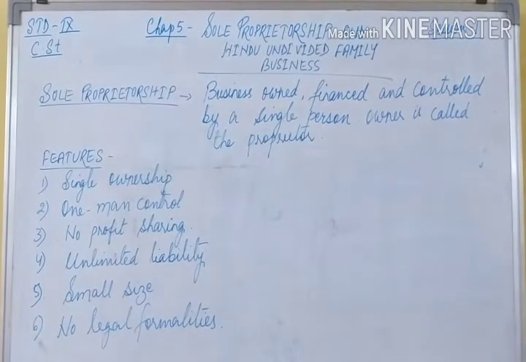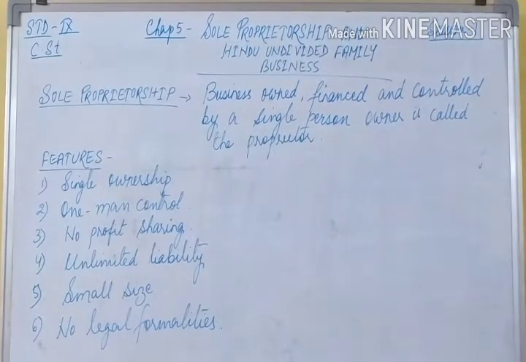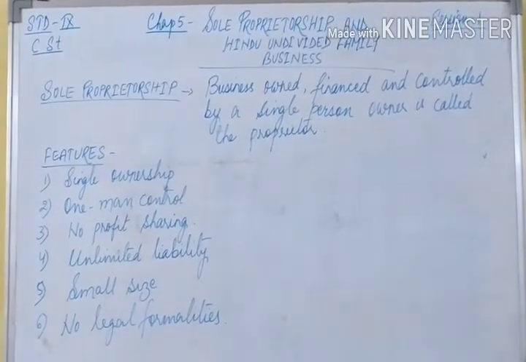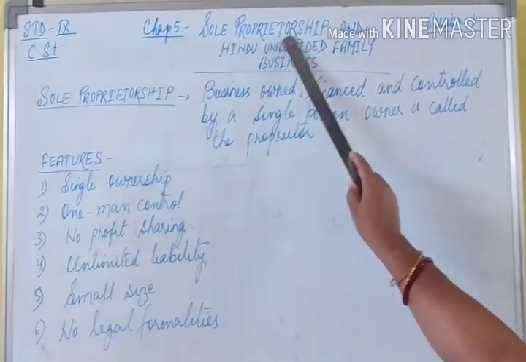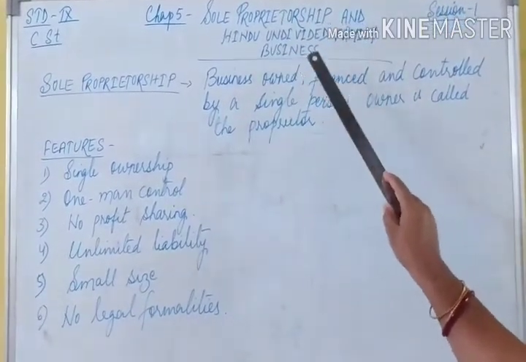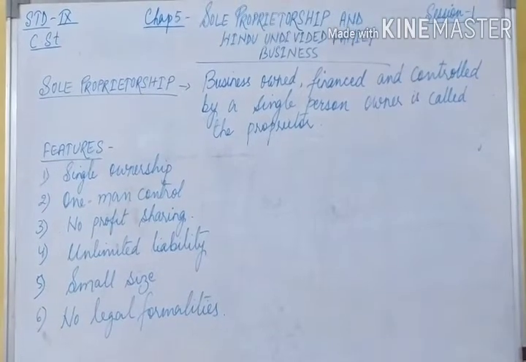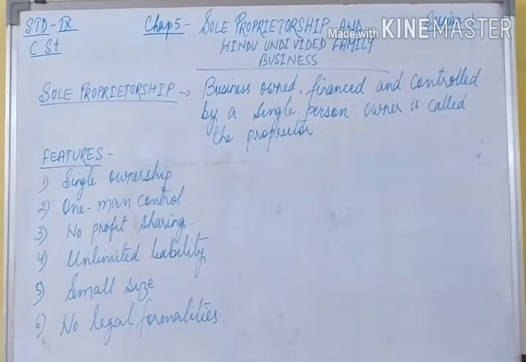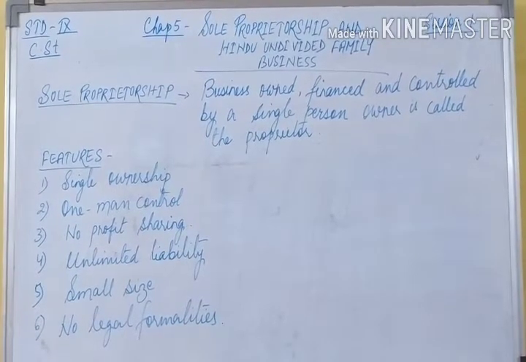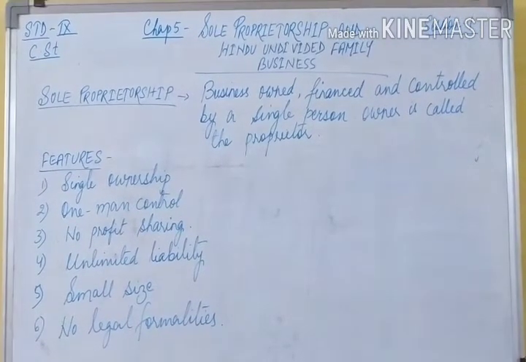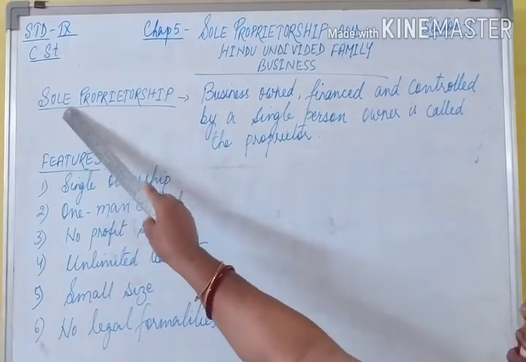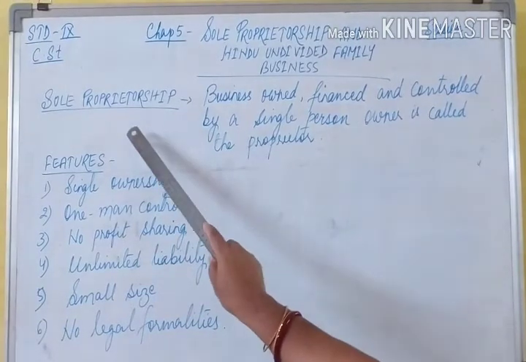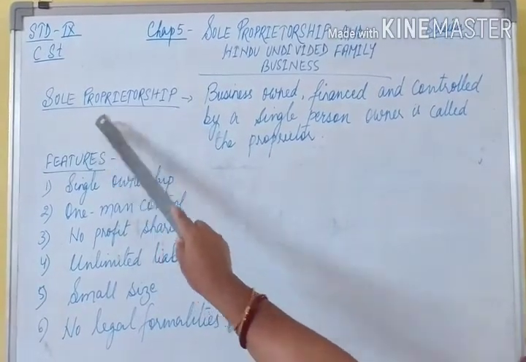Session 1. In this chapter, we will basically focus on the meaning and features of both Sole Proprietorship and Hindu Undivided Family Business. We will go as per our ICSE syllabus. So first of all, I would like to explain the meaning of sole proprietorship. What does the sole term suggest? Sole means single and proprietorship is ownership, that is single ownership.